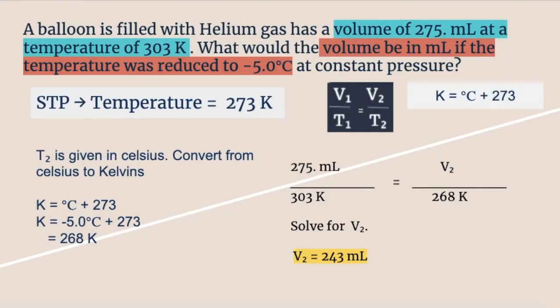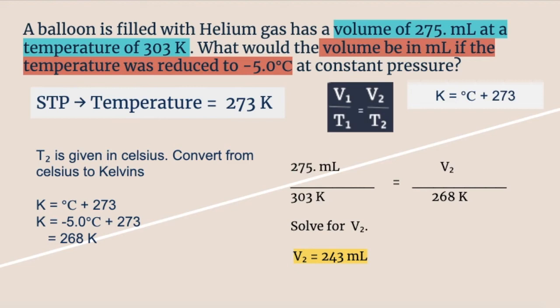Reminder, when we do gas law calculations in our class, we will use temperature in units of kelvins. A balloon is filled with helium gas and has a volume of 275 milliliters at a temperature of 303 Kelvin. What would the volume be in milliliters if the temperature was reduced to -5 degrees Celsius at constant pressure? So this question notes that pressure is constant. Therefore, we're going to be using Charles's law.